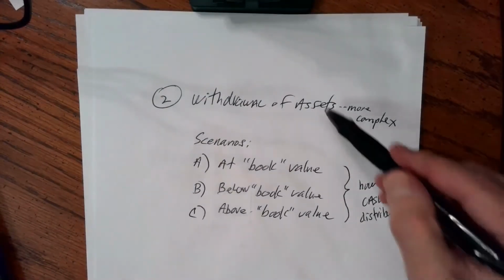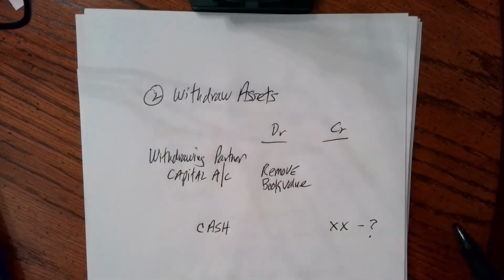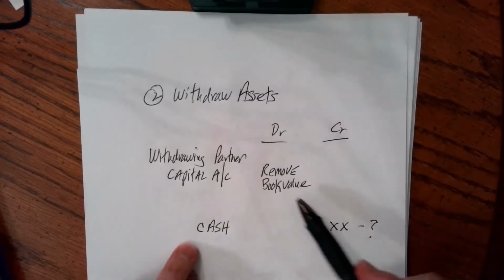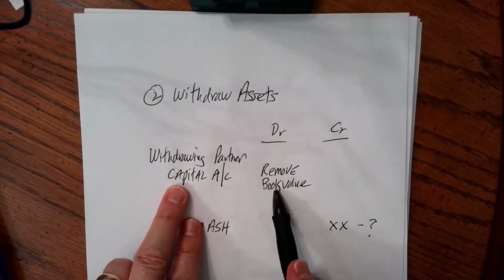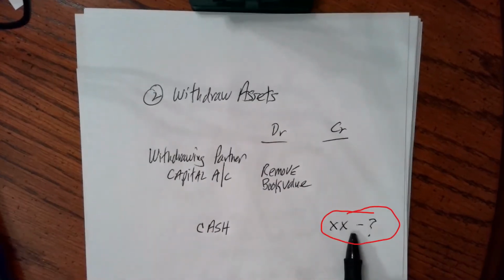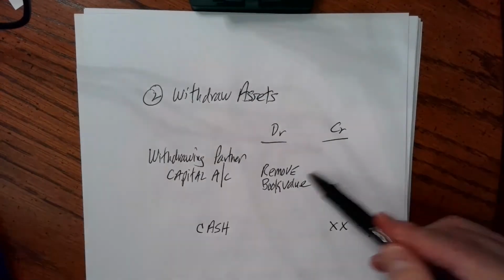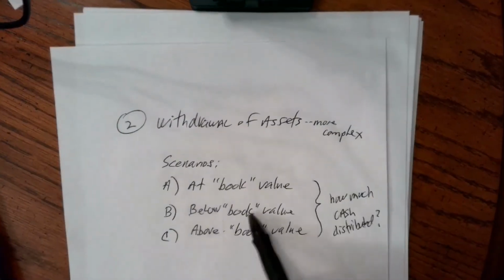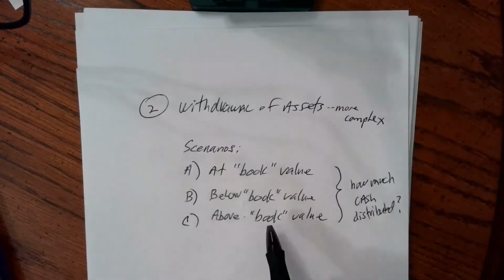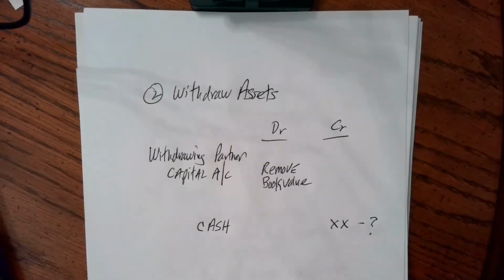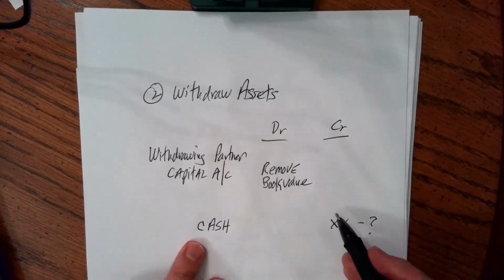So looking at the accounting for this scenario, assets are withdrawn to settle with the partner that's leaving, and so there's going to be a debit to that partner's account, removing the book value, and the only question is, how much cash does that partner get paid? Does he get paid book value? Does he get paid below book value of his capital account? Or does he get paid above book value of that capital account? Once that's determined, the true-up entry is to the other partners.